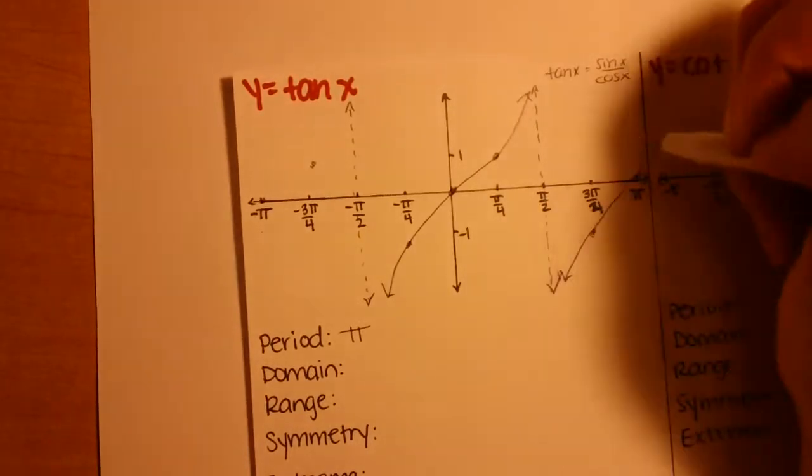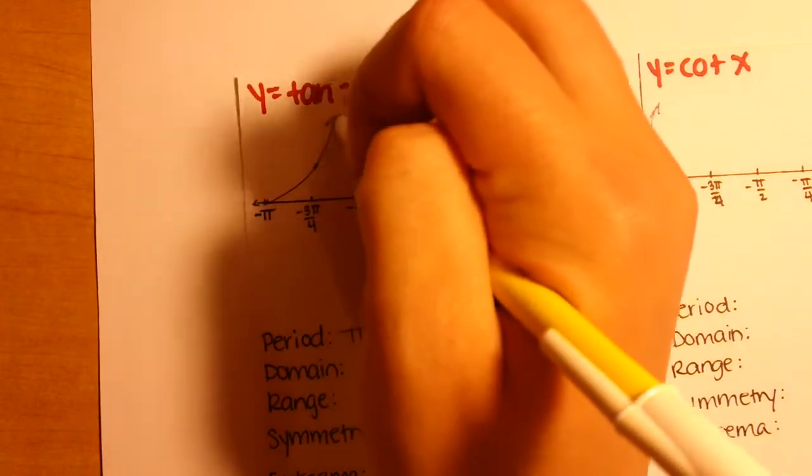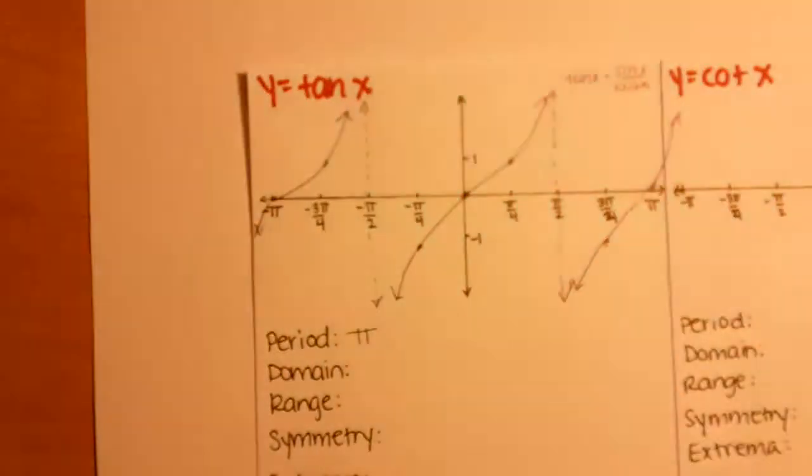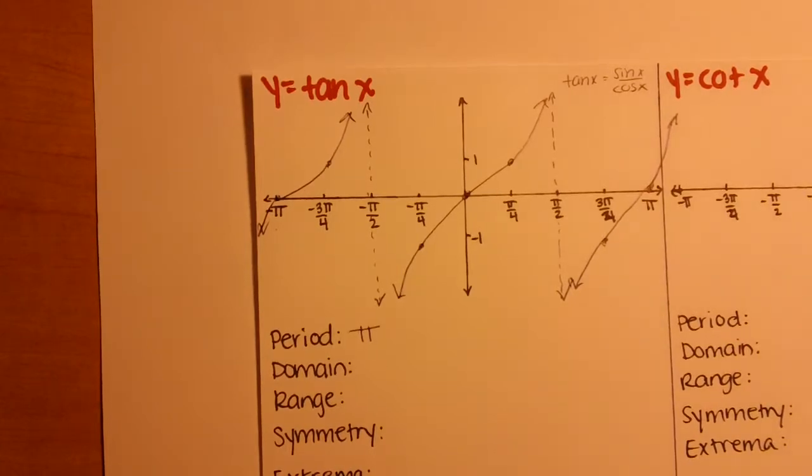And this one, we can't really see where it was drawn. I'm just going to go this way, and like this. Okay. So this is the graph of our tangent function, so now we can analyze it.